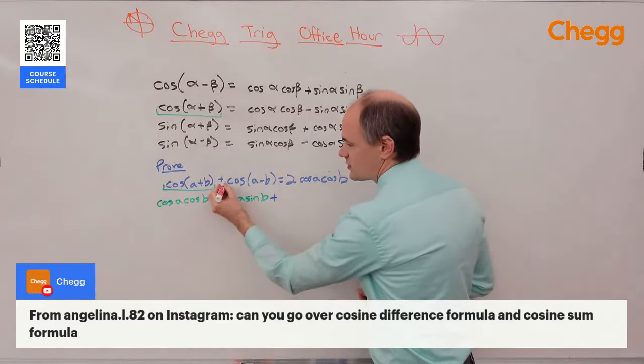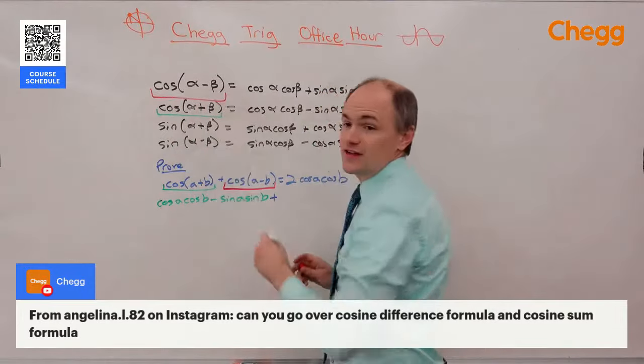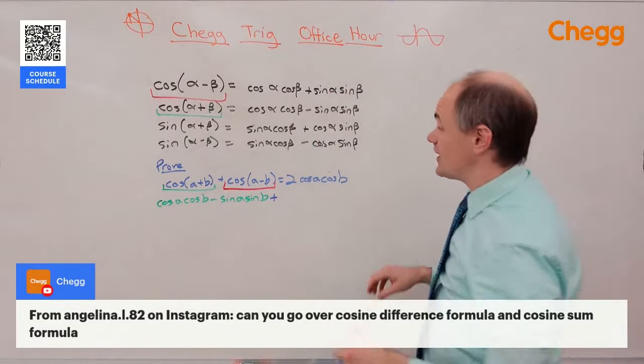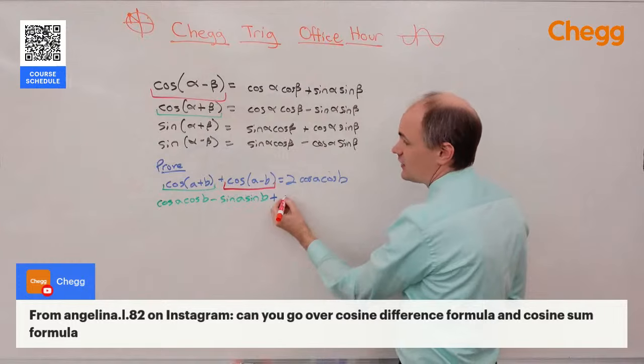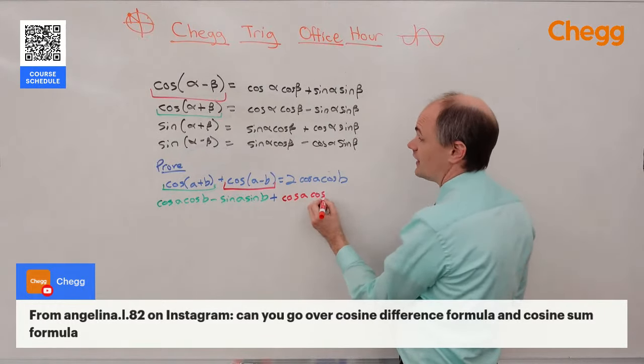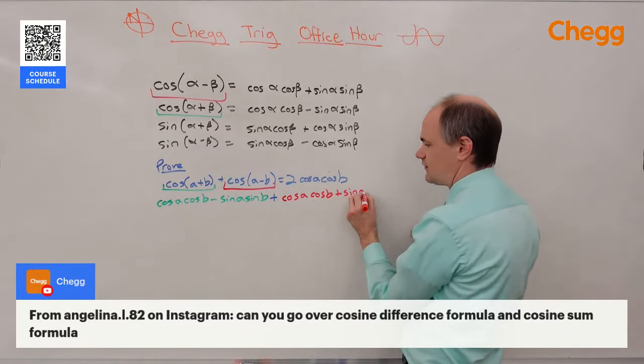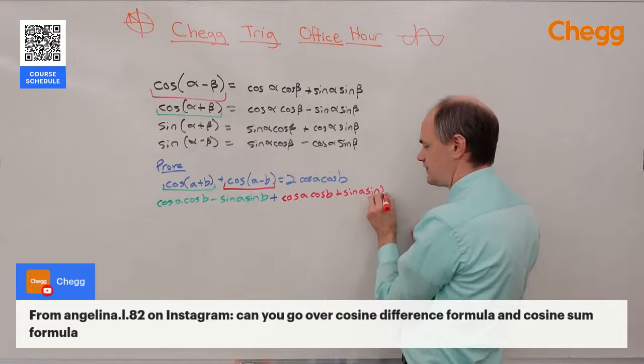Then you see we've got this cosine of alpha minus beta. That's that difference formula that you said you wanted to work with. So that difference formula says we take the cosine of the first thing times the cosine of the second thing plus the sine of the first thing, sine of the second thing.